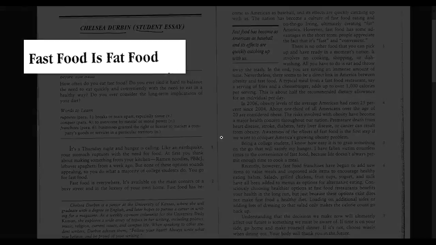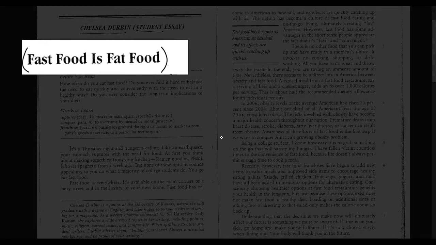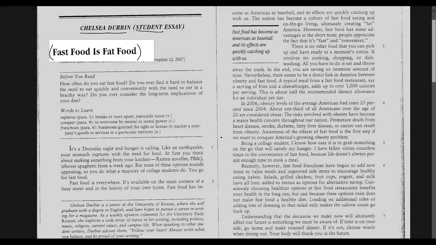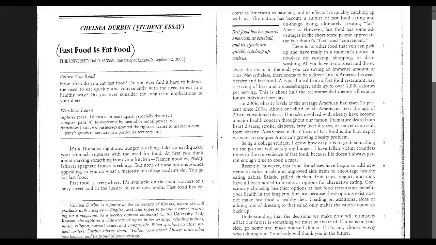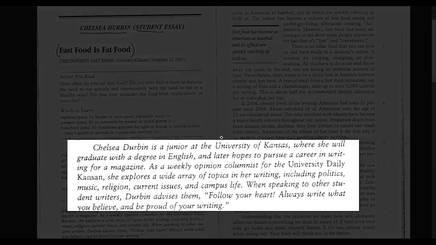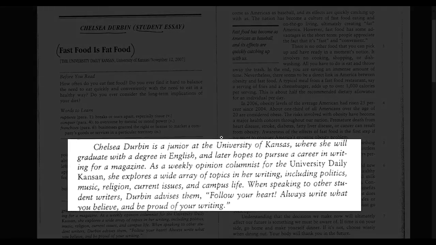The title of the article is Fast Food is Fat Food. So we have another article on fast food, but this is actually the very, very last one, I promise. Then we're going to be on to a new theme when we talk about steroids and sports. So it gives us a little bit of what to consider before we read. Down here it gives us a little bio of the author. So we probably would want to read that as part of previewing the text.